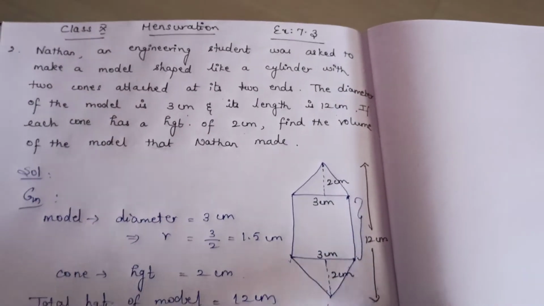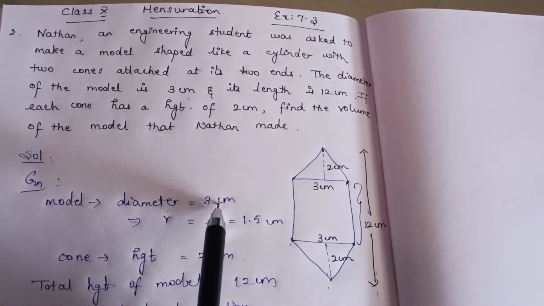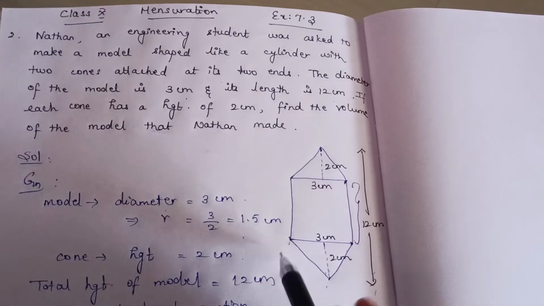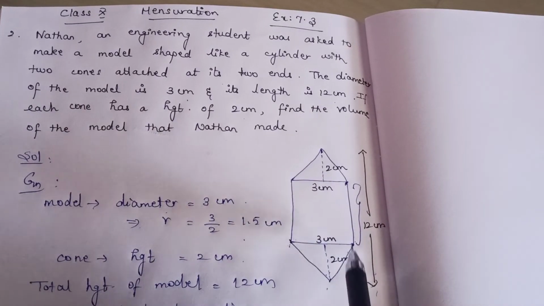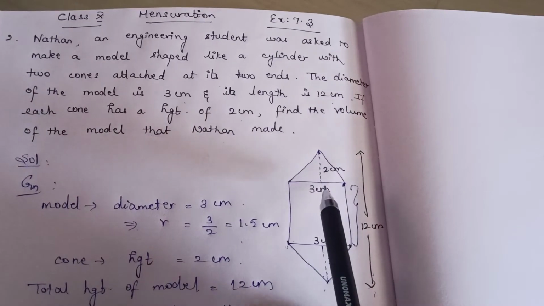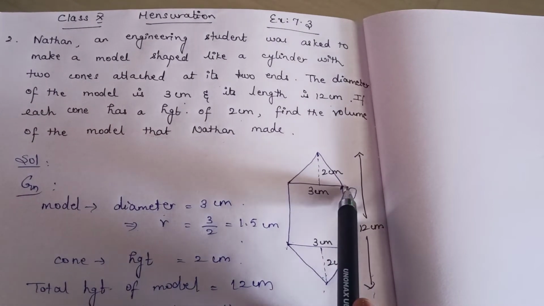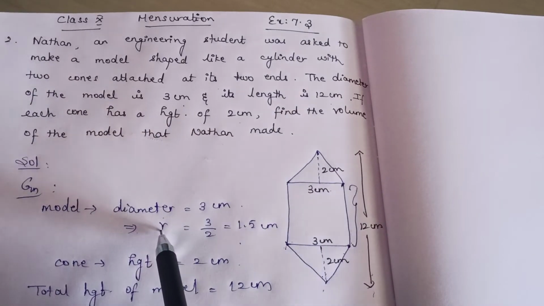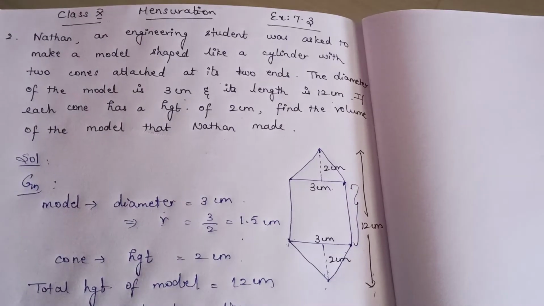So what are the given data? For the model, diameter is given to be 3 cm. So model means it includes the cylinder shape plus two cones at the ends. From that we have found the radius. Radius is equal to diameter by 2, which is equal to 1.5 cm.